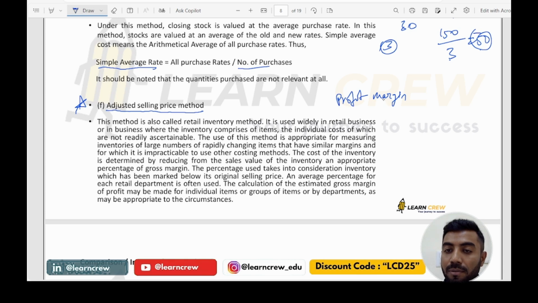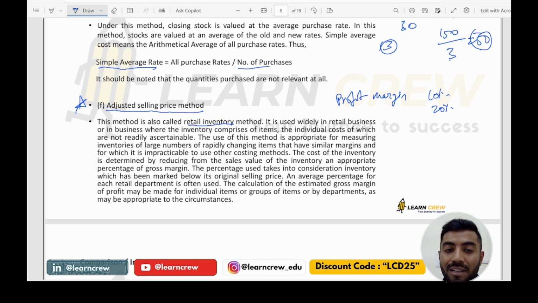They'll just have a profit margin, say 10%, 20%, whatever might be the margin. Based on this, they'll be calculating the closing stock. We'll just go through the theory, then I'll explain it with an example. This method is also called the retail inventory method. Adjusted selling price method is also called retail inventory method.